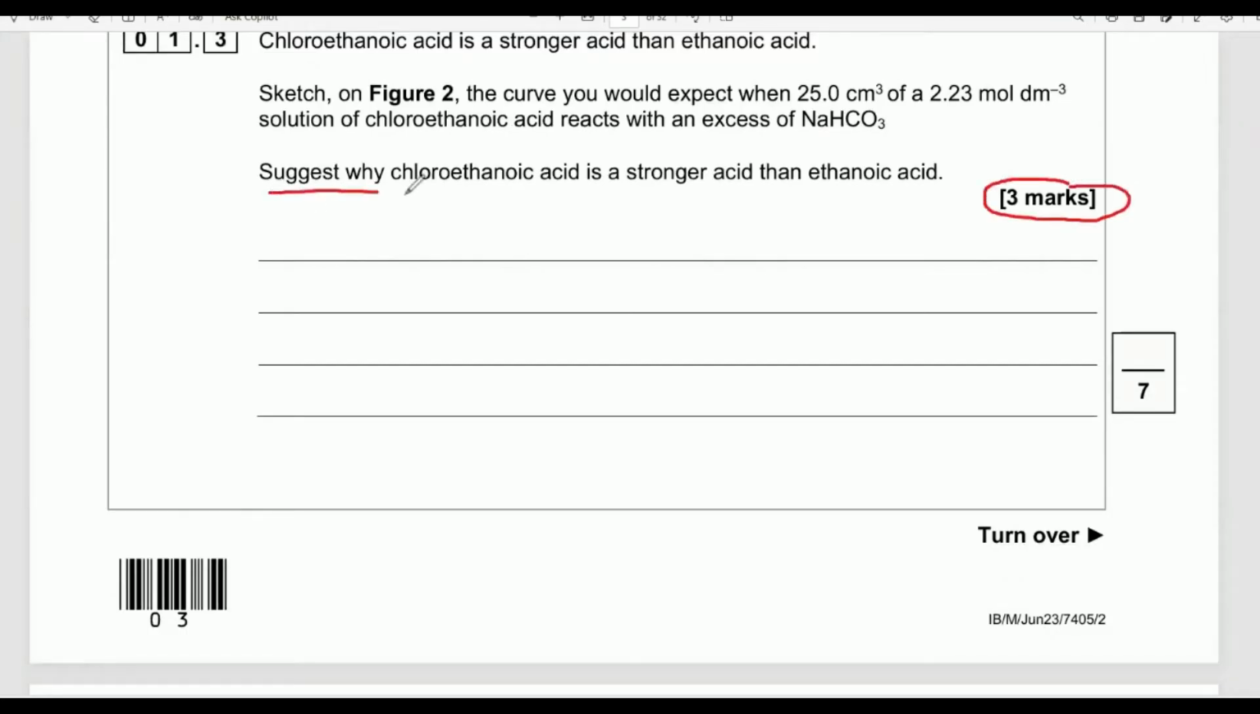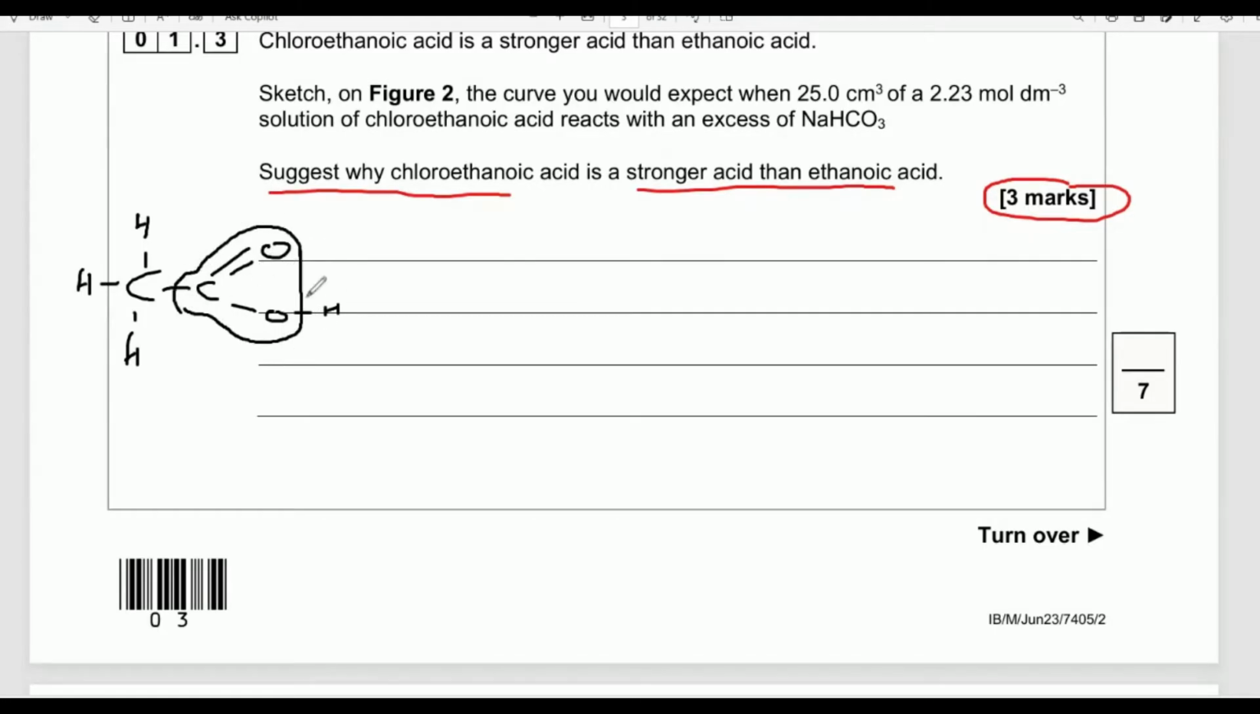Now for the final mark, we really want to look at why is chloroethanoic acid stronger than ethanoic acid? Well, what's the only difference? Chloroethanoic acid has a chlorine atom. So here's ethanoic acid. See, it's got the OH bond, and it's really about this OH bond over here. How easy is that to break? Well, obviously the electrons are pulled slightly towards those oxygens because they're electronegative, but guess what? Chloroethanoic acid has a chlorine atom, which is also electronegative and electron withdrawing. So the electron cloud across the OH bond is going to be drawn towards that chlorine atom.